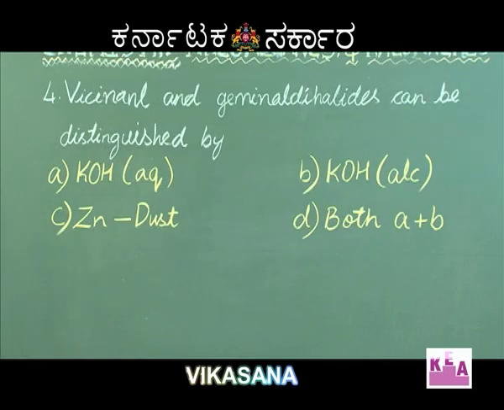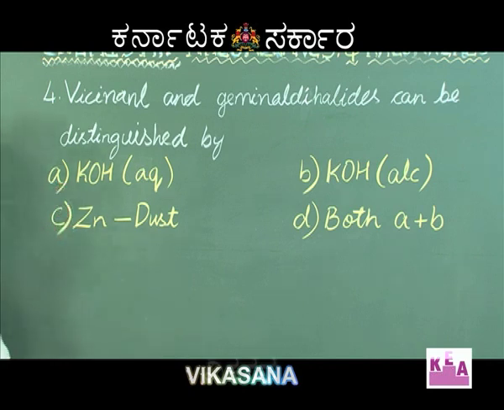Now we have the next question, which is related to dihalogen compounds. The question is: vicinal and geminal dihalides can be distinguished by A. aqueous KOH, B. alcoholic KOH, C. zinc dust, D. both A and B.